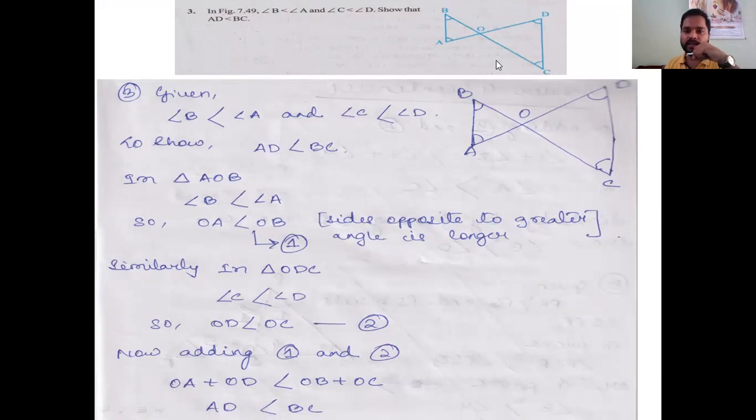Similarly, in triangle ODC, here you see angle C is less than angle D. Opposite side of angle C is OD.